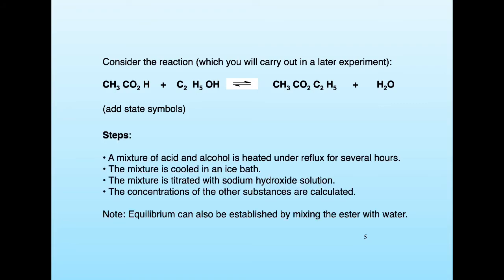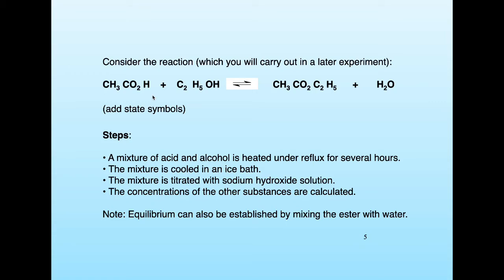Now, what we do is we mix the acid and alcohol. We heat under reflux for several hours, because organic reactions are slow. Then we cool the mixture in an ice bath, because it's such a slow reaction, if we cool it, then we effectively stop the forward and reverse reactions. Because remember, forward and reverse reactions are taking place at the same rate. That's the essence of dynamic equilibrium, isn't it?